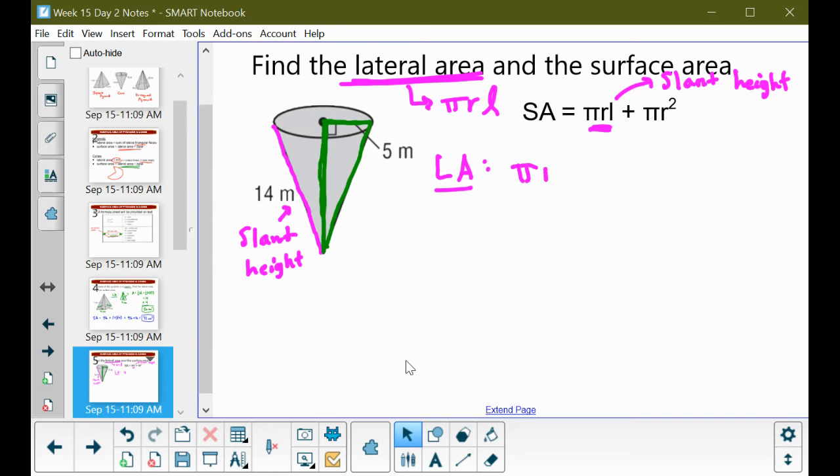So our lateral area is just pi times r times L, which for this problem is pi times 5 times 14. And if we plug that in, 5 times 14 times pi, we get, let me round this to 1 decimal place, 219.9, and our units here would be meters squared.